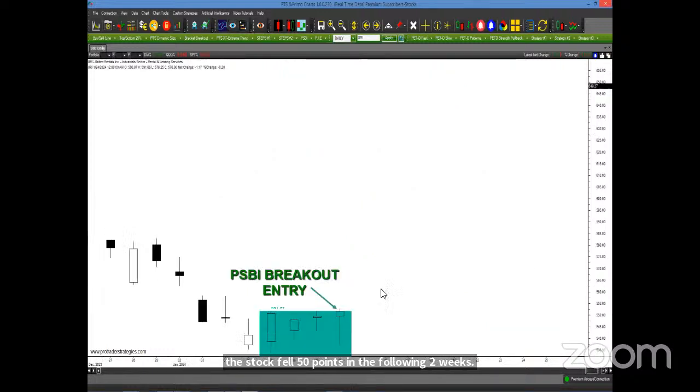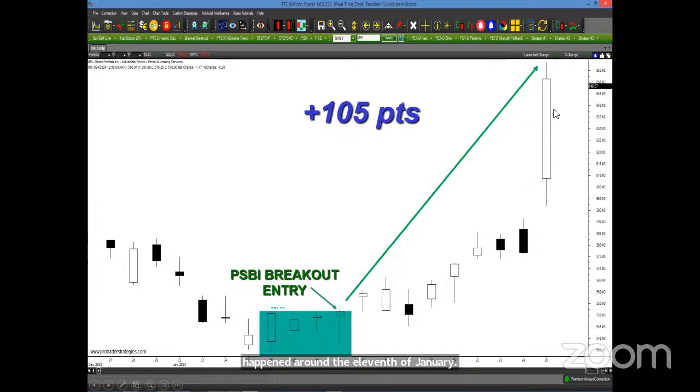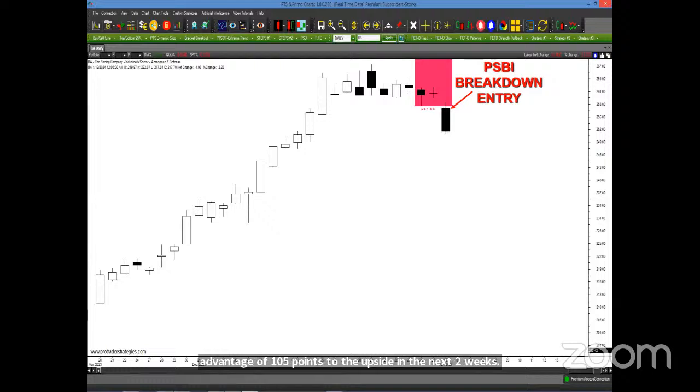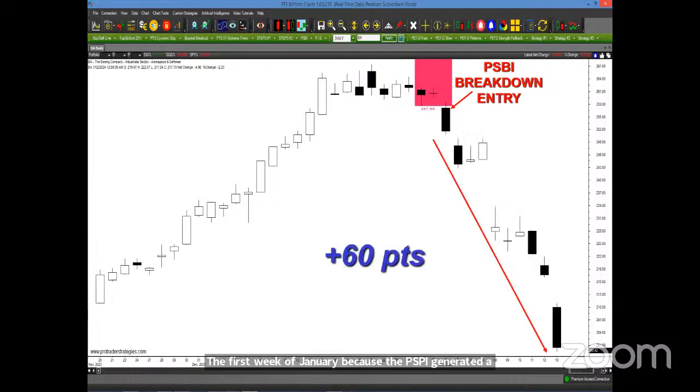URI, here was a PSBI breakout. This happened around the 11th of January, okay? You could have gone long and then taken potential advantage of 105 points to the upside in the next 2 weeks. How about Boeing? Okay, some bad news happened in Boeing. Well, it's funny how we got our students already short or out of the stock the first week of January because the PSBI generated a breakdown entry. And look what happened. The stock fell 60 points, assuming on some bad news report or whatever.